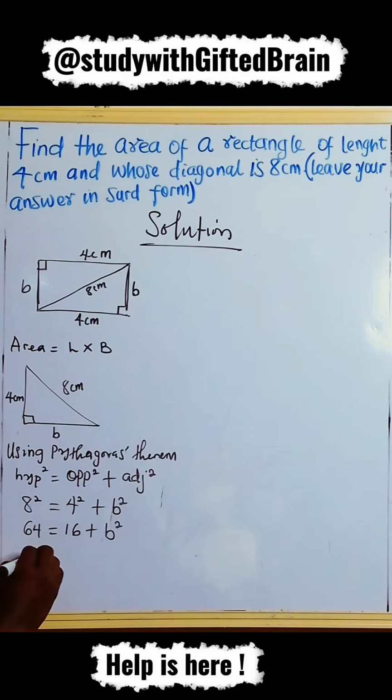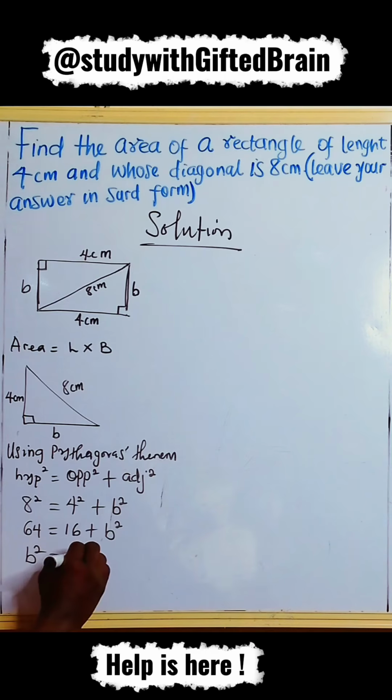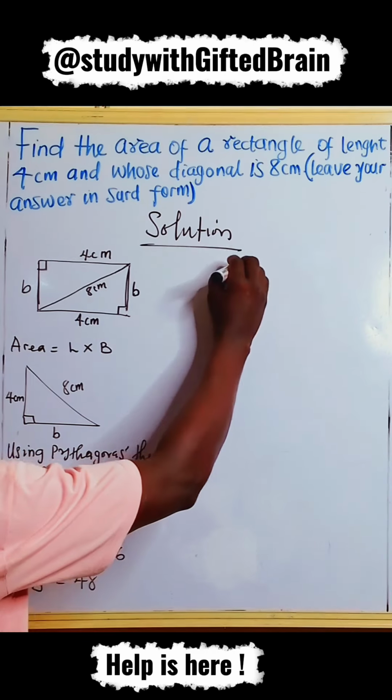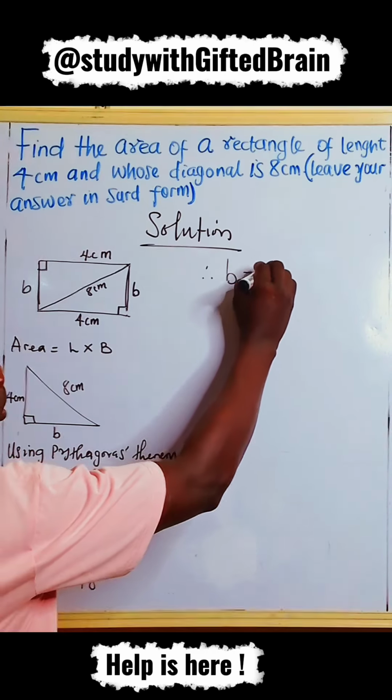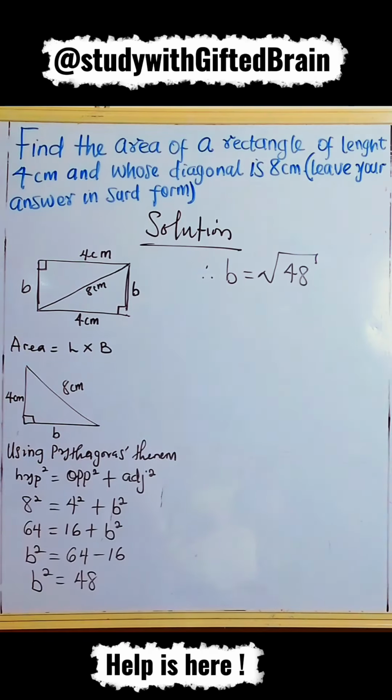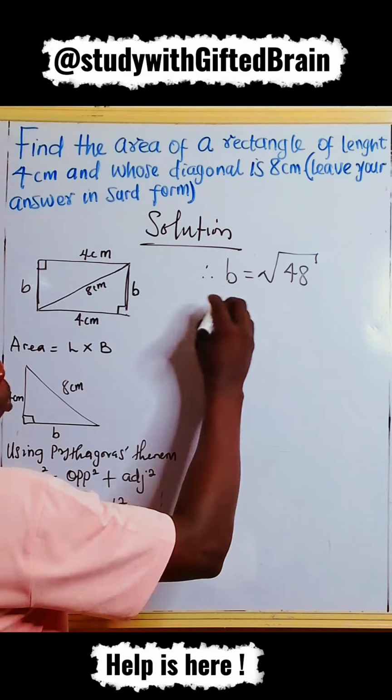b squared, making b the subject of the formula. So b squared is going to be 64 minus 16. So b squared is going to give me what? 48. Now from there, I can say that therefore b is equal to the square root of what? 48. Now the question asks us to leave our answer in surd form, so every one of my workings must be in surd form.